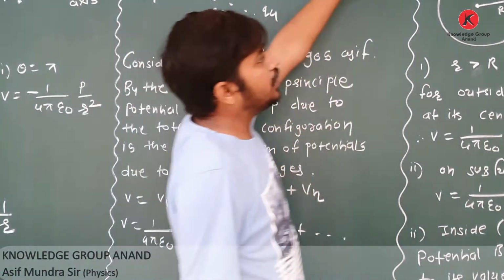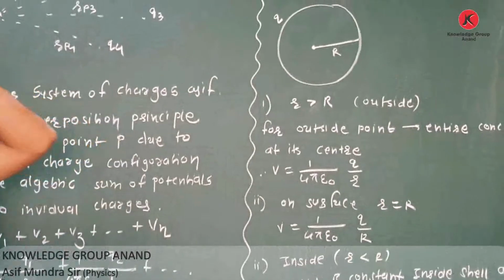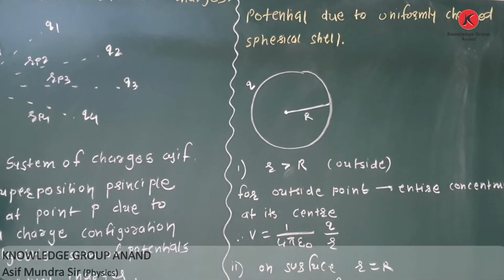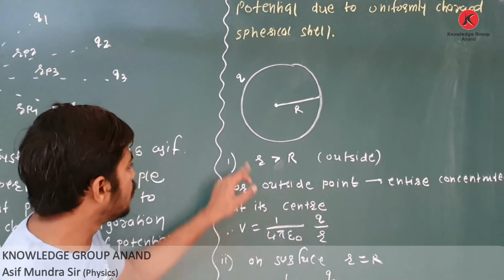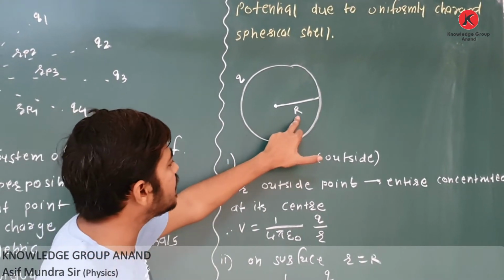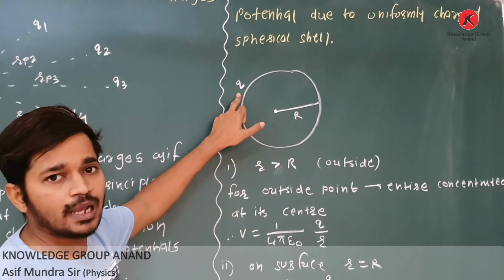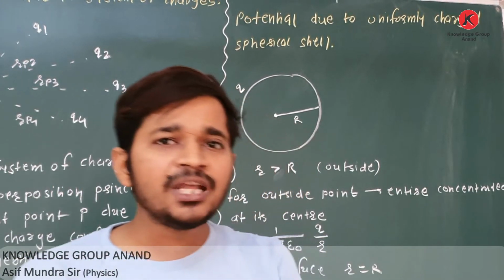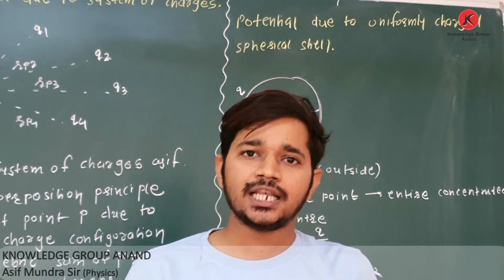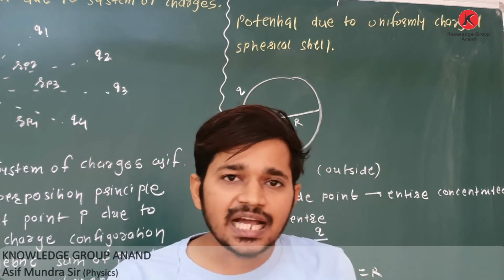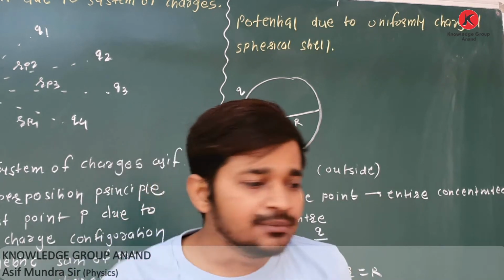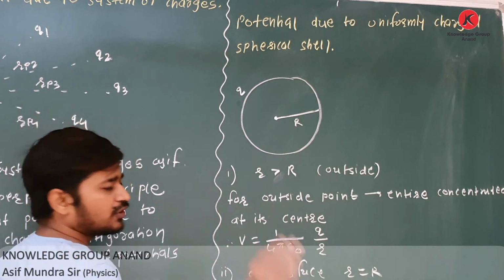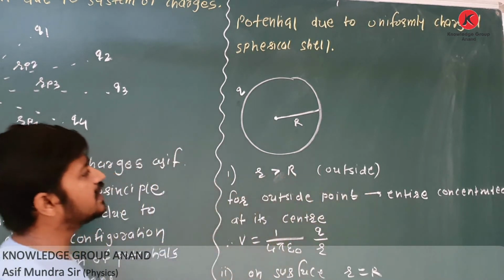Next is potential due to a uniformly charged spherical shell. See, you are given one spherical shell of radius R having charge q. Now again, in chapter 1, we have obtained electric field due to a spherical shell outside, inside and on surface. Similarly, you have to find electric potential. First of all, we will find outside, for r greater than R.